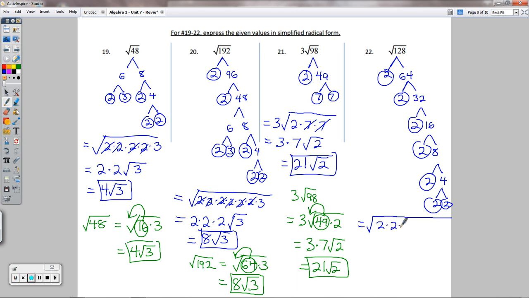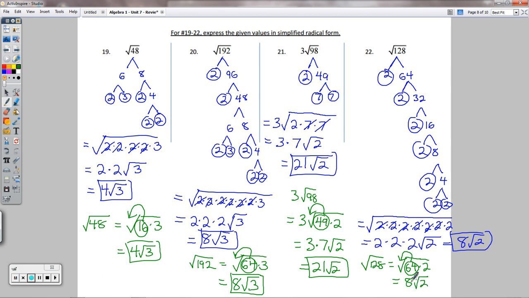So 2 times 2 times 2 times 2 times 2 times 2 times 2. There are 3 pairs of 2s. One pair comes out, another pair comes out, and the third pair comes out. And you're left with just a single 2 in there. So this is going to equal 2 times 2 times 2, that's 8 times the square root of 2. The GPS way, greatest perfect square that's a factor of 128 is 64. So 64 times 2, you can take that out as an 8 and you'd be done.